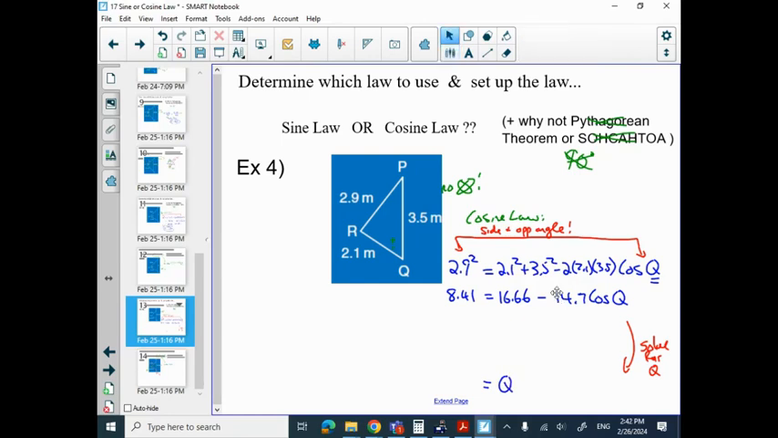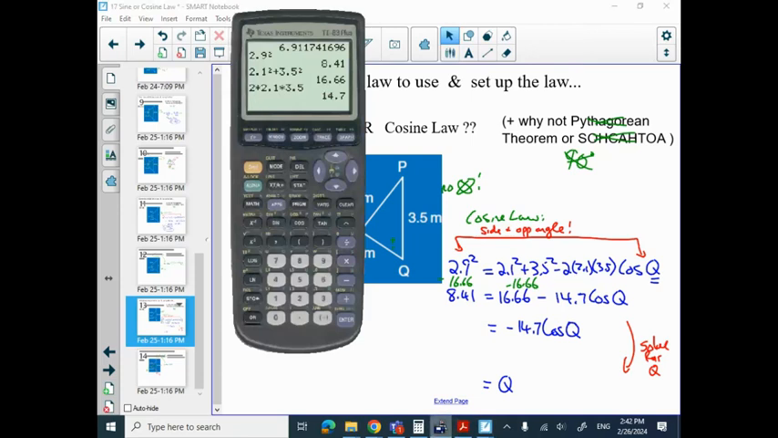In order to get Q all by itself, we want to work towards getting the cos term all by itself first. So let's get rid of the 16.66 first, subtracting from both sides, leaving us with the negative 14.7 cos Q, and whatever we have here, 8.41. 8.41 take away the 16.66 gives us negative 8.25.